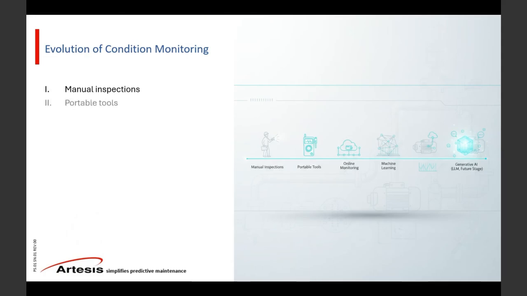Then we moved into portable tools. That was a big step forward because now you could collect real measurements and compare over time, but it was still periodic. You capture a snapshot, then come back a week later or a month later and take another snapshot. This is really still a very good and valid approach for semi or less critical assets where you don't really need 24/7 monitoring.